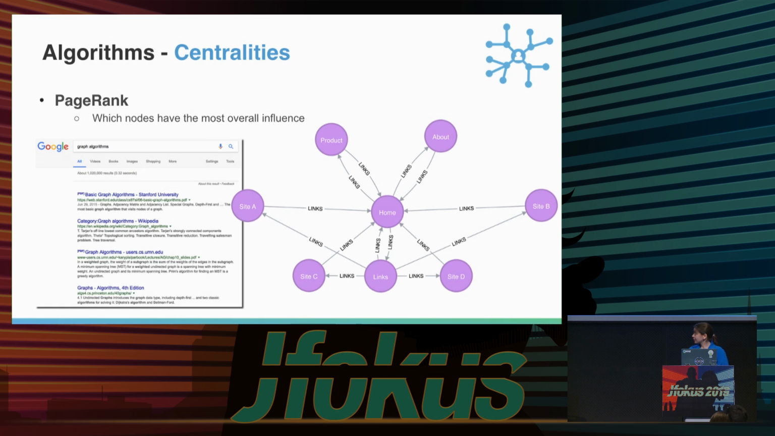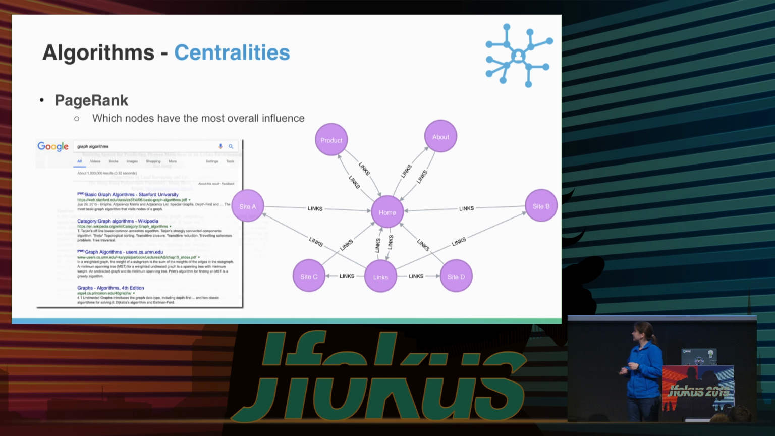Next are centrality algorithms. PageRank is probably the most popular, the most common, and it was made famous by Google using it in their search engine. But there are a lot of other cases for it as well. It basically looks at what nodes have the most overall influence. Now, this one can be kind of tricky between PageRank and betweenness centrality, because they both look at influence. But we'll get into the details of which one does what exactly in just a bit.